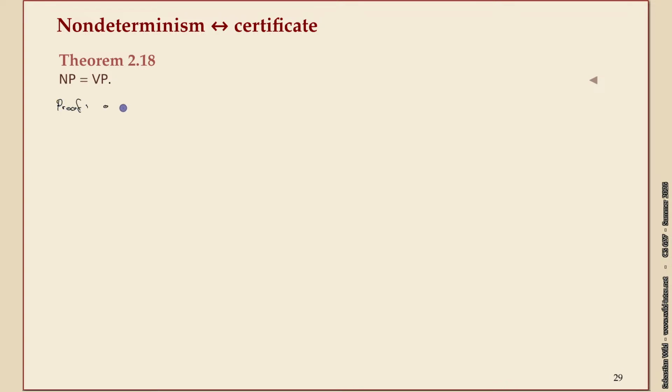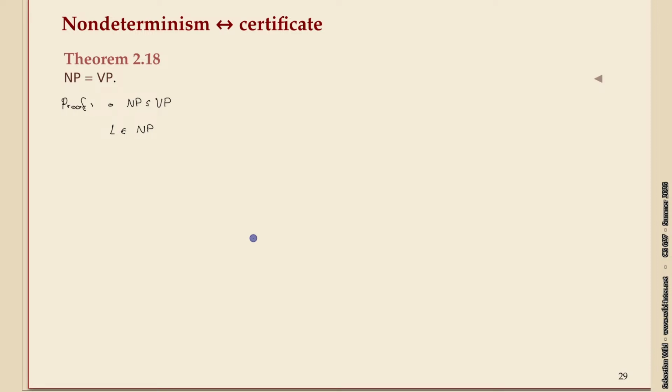And the first one is we show that NP is a subset of VP, which means I'm going to pick some arbitrary language L in NP. And we'll eventually want to show that this language is also in VP. Right? If it's in NP, that means there is a non-deterministic Turing machine. Let's call it M like before, so that L is the language that's accepted by this non-deterministic Turing machine. And it's also polynomial time.